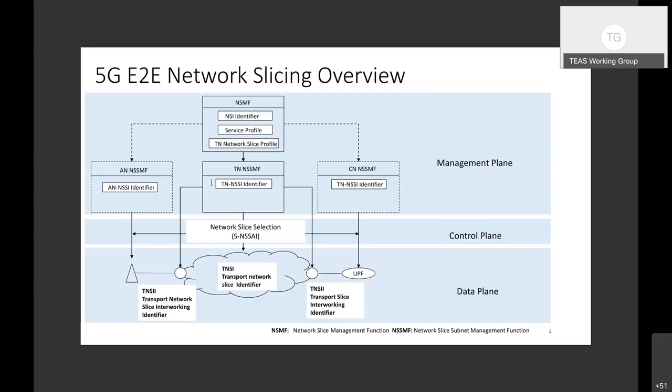In the control plane, an application that is supposed to have some specified service will select the proper end-to-end network slice when the PDU session is set up, which is not relevant to the transport network directly. It happens between the AN and the CN. And in the data plane, when a packet goes through the edge node of each domain, there should be some identifiers inside the packet to map it from one subdomain network slice to the other, in order to make sure the end-to-end network slice is provided. So TNSII is introduced here for slice mapping in the data plane. And the following slides show the details of the mapping procedure. Next page.